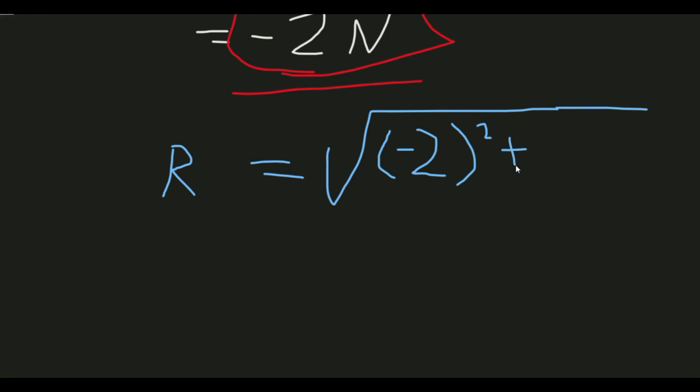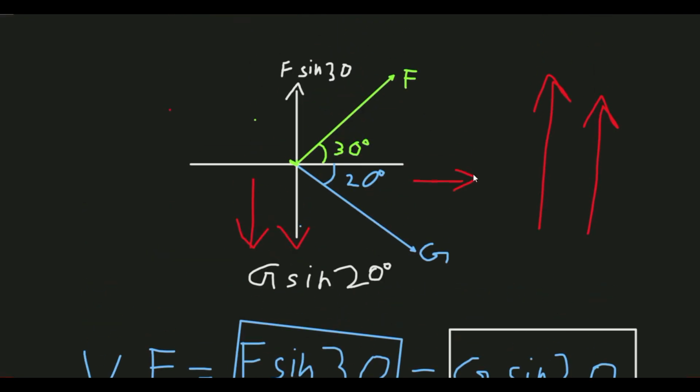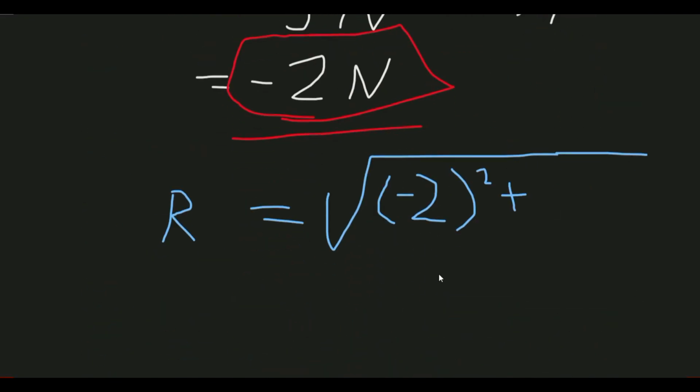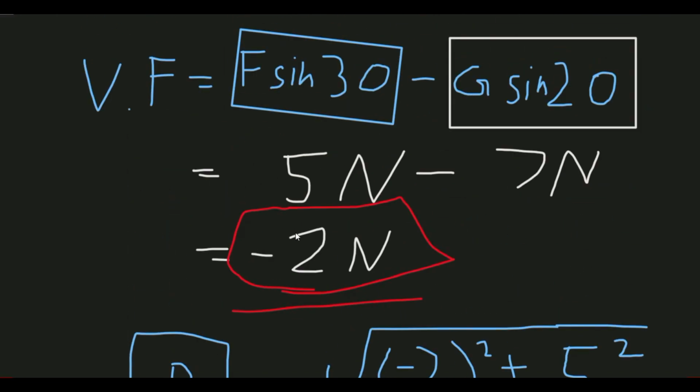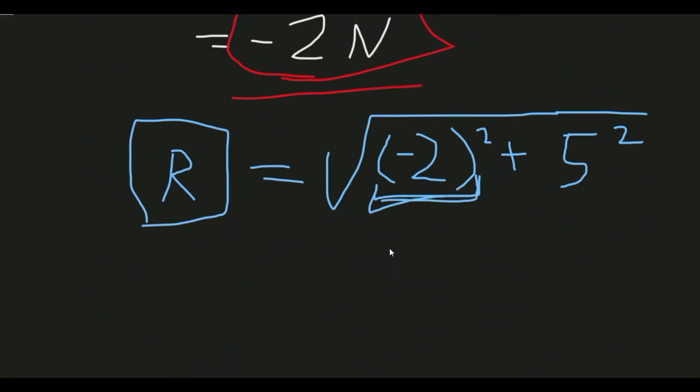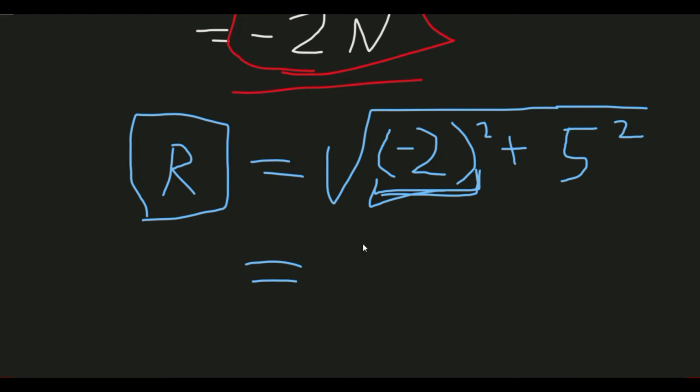Okay, so R square plus, suppose that if we add this horizontal component, it's 5, just assume. So 5 square. You see this is going to be positive because we are just finding the magnitude of the resultant force. So this in turn will turn into positive. So the value is the root of 2 square plus 5 square. It's 5.39.